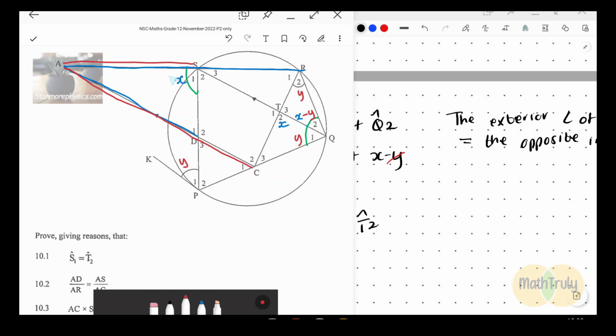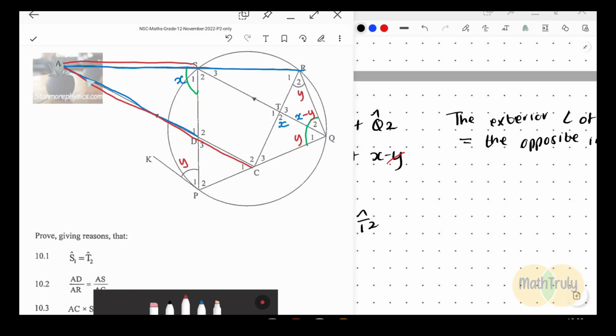If you look at the lines that have been named, we have AS, and AS is part of this triangle ASD. They also named AD, so that's two lines in this one triangle ASD. Then they also named the lines AR and AC, and we can see that that is part of the triangle ACR. So it's probably a case where these two triangles are similar. Now, the good thing about this is that they are sharing one angle.